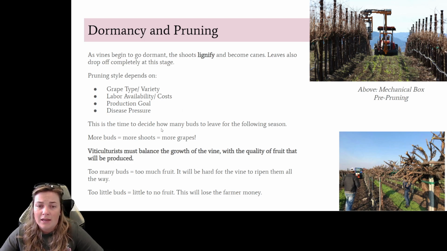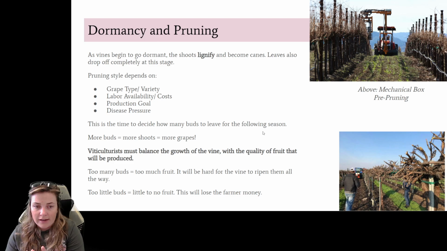But this is a really important time because you decide how many buds to leave for the following season. More buds equals more shoots equals more grapes. Sounds perfect, right? So why don't we just leave all of the buds? Well, that's not ideal because there's only so much the grapevine can do. There are only so many carbohydrates it can produce. So you have to budget, right, for what the vine is going to use for itself, what it's going to use for the grapes, and what it's going to use for its roots too, for survival. And it has to have reserves for the following season too, right? You don't want to stretch it so thin that it's unhealthy. You want your vines to be healthy.